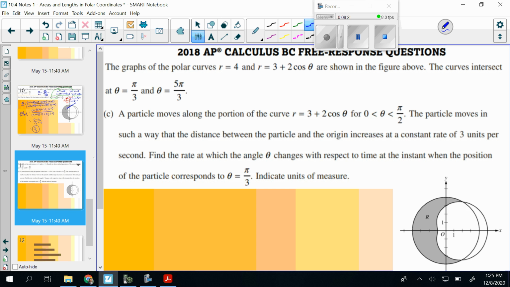Well, if they're talking about this moving here, we want to take the derivative of our r equation, which is right here.